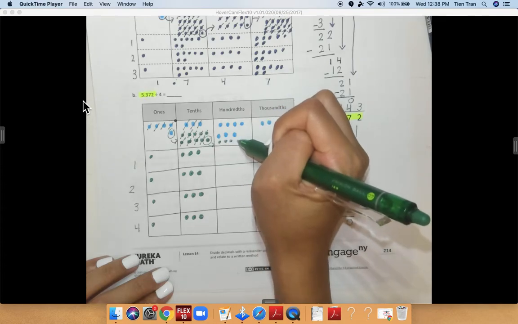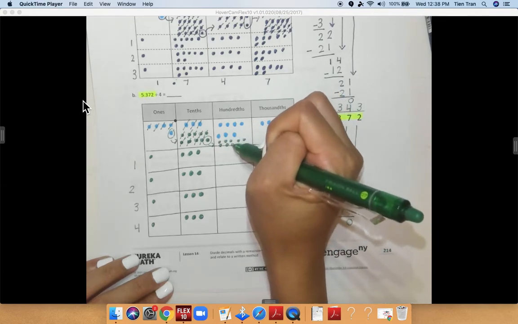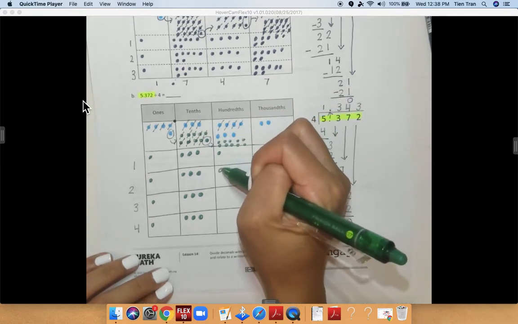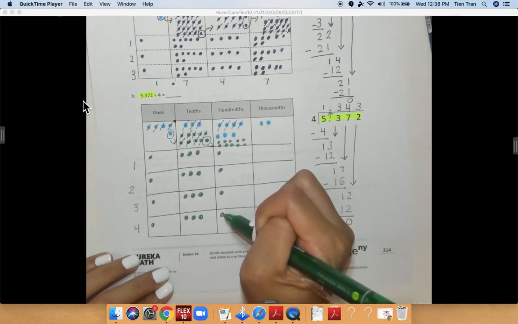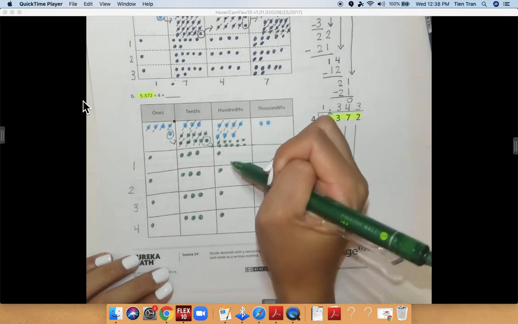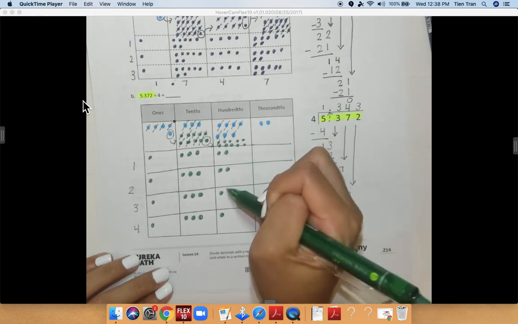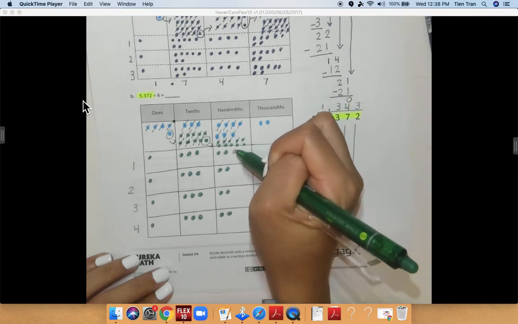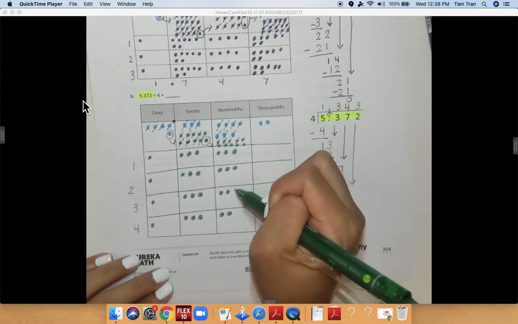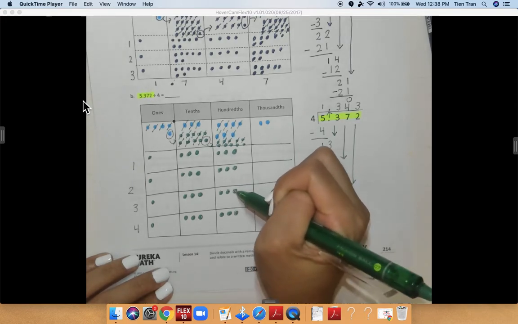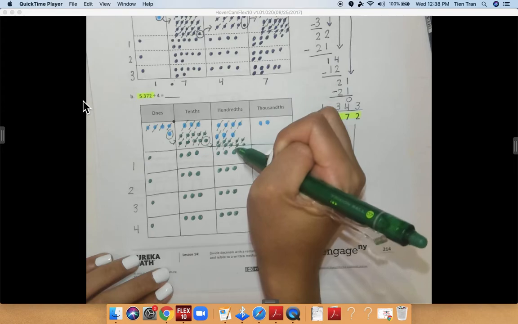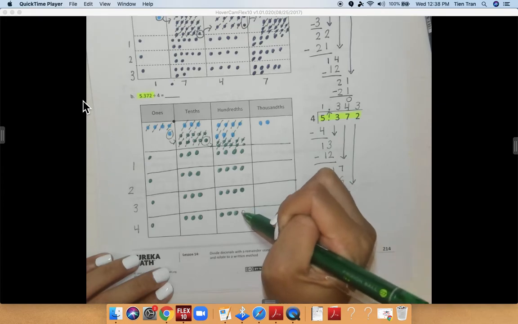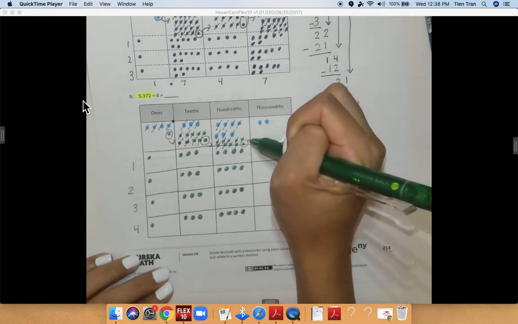1, 2, 3, 4, 5, 6, 7, 8, 9, 10. So I have 1, 2, 3, 4 again, and again, distributing groups of 4 across each place. And I'm going to make sure I move 1 over.